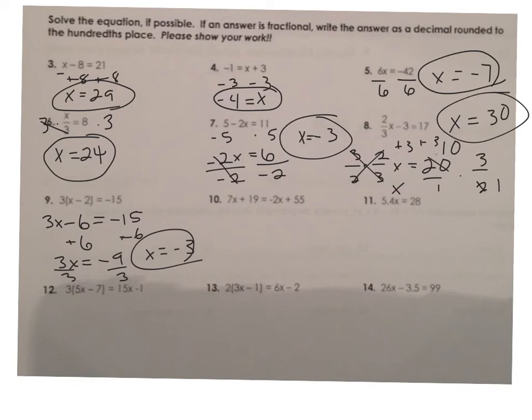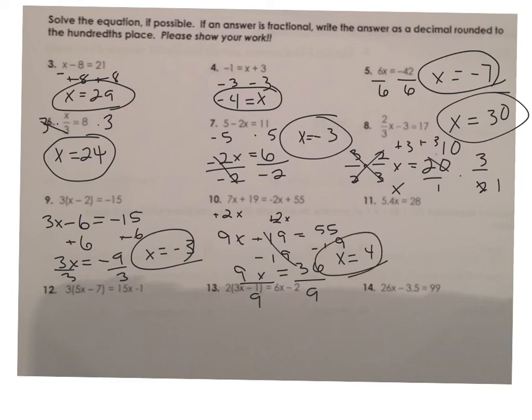Number 10. I'm going to add 2x to both sides. That gives me 9x plus 19 is equal to 55. Then I'm going to minus 19 from both sides. That will leave me with 9x is equal to 36. And then divide both sides by 9. That gives me x is equal to 4.